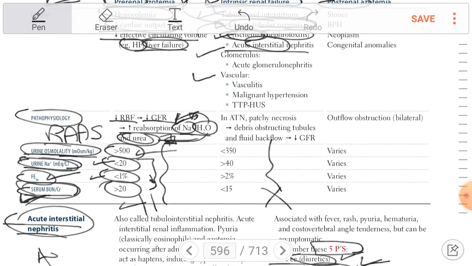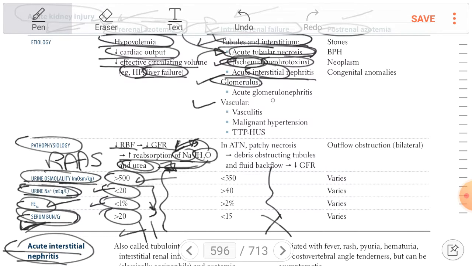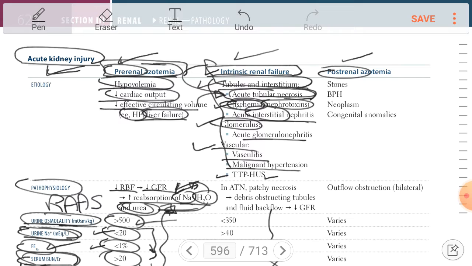Then the glomerulus, there is acute glomerulonephritis. And vascular causes: vasculitis, malignant hypertension, TTP, HUS, thrombocytopenic purpura, hemolytic uremic syndrome. All these causes lead to intrinsic kidney injury. Maybe the tubule, acute tubular necrosis, maybe the glomerulus, acute glomerulonephritis, maybe vascular, like vasculitis, malignant hypertension, thrombocytopenic purpura, or hemolytic uremic syndrome.